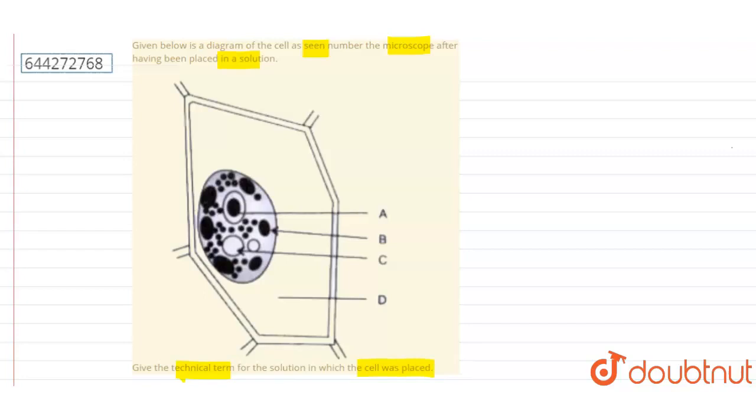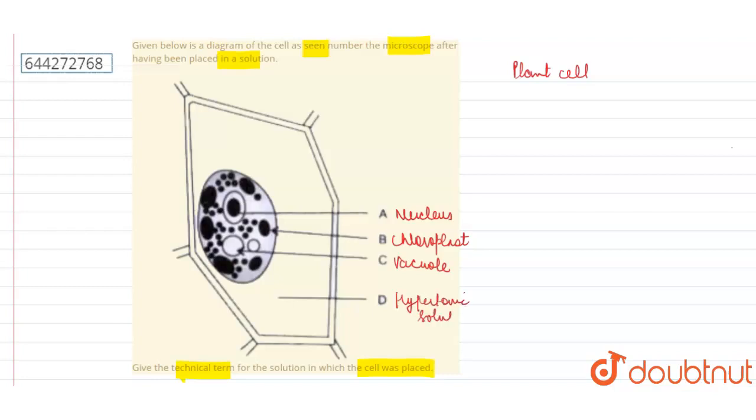So now, this is the plant cell because it has a cell wall. This is the nucleus of the plant cell and this is the chloroplast and this is the vacuole. The vacuole is large in size and is present in the plant cell, and last is the hypertonic solution.